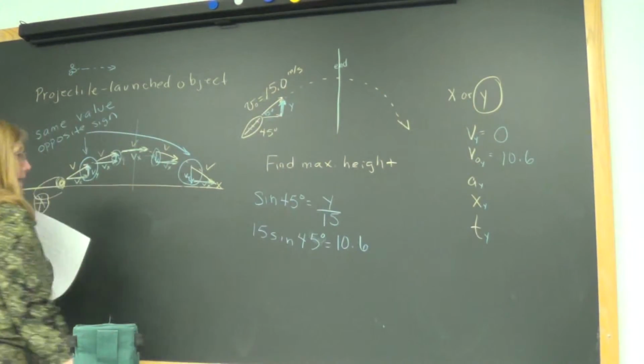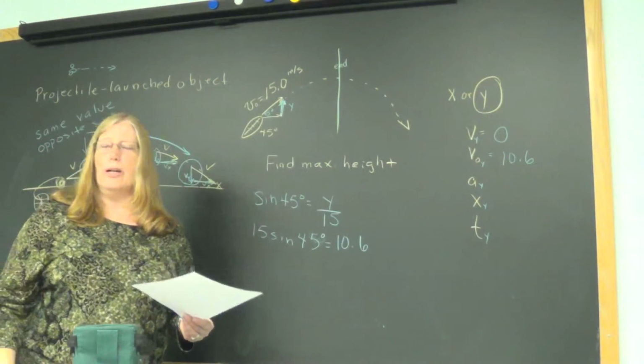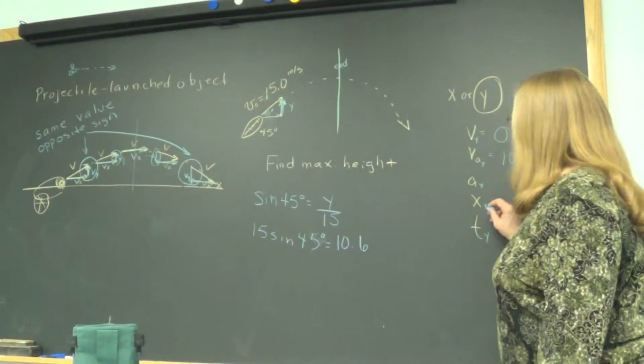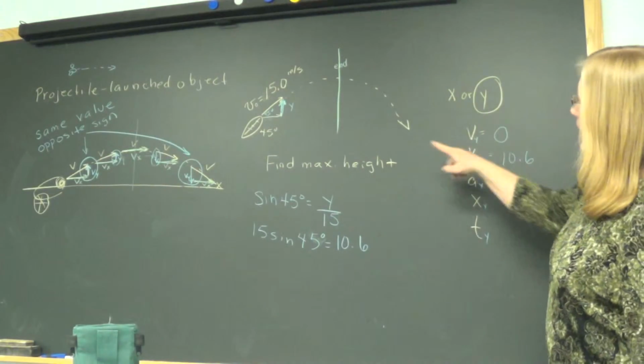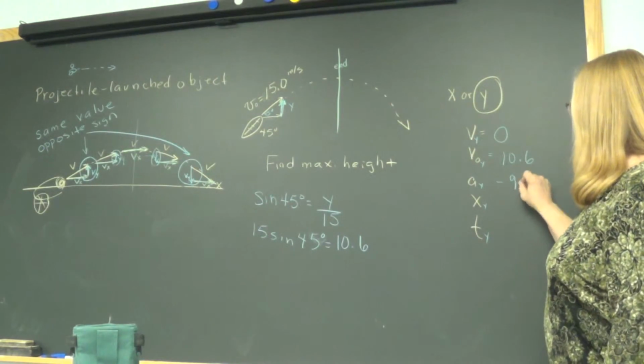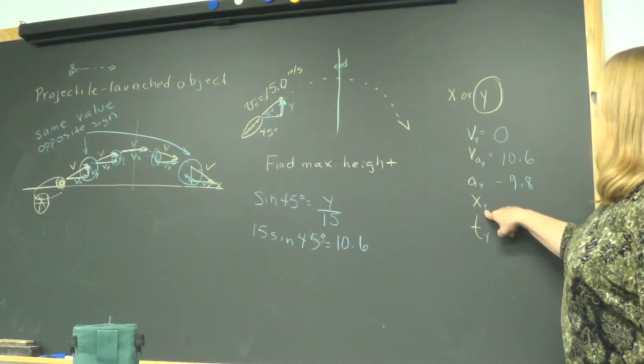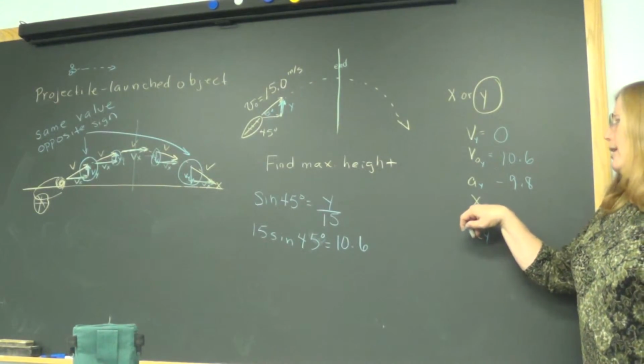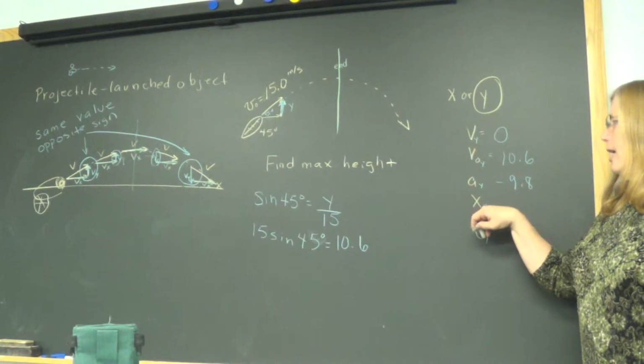Alright, now I'm going down my list. Acceleration in the y direction. We've just discussed that. It's always in the y direction since we're working in meters per second. It's negative 9.8. When I say x, that is distance. What is the distance in the y direction?